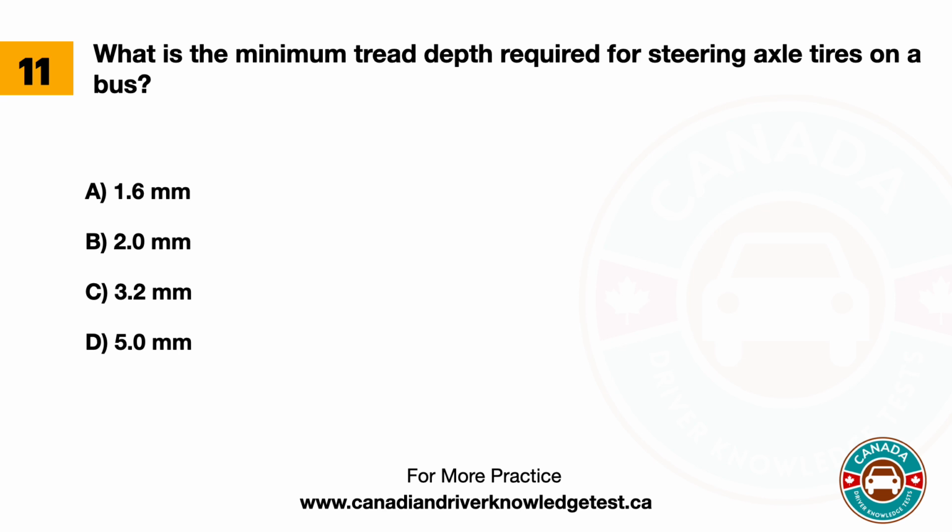Question 11. What is the minimum tread depth required for steering axle tires on a bus? A. 1.6 millimeters. B. 2.0 millimeters. C. 3.2 millimeters. D. 5.0 millimeters. The answer is C. 3.2 millimeters.